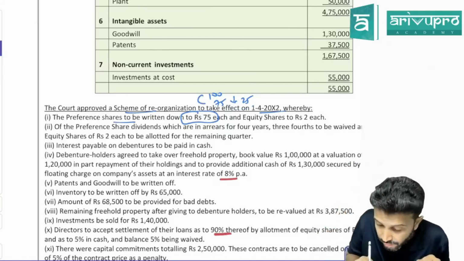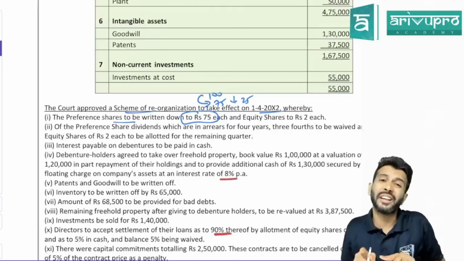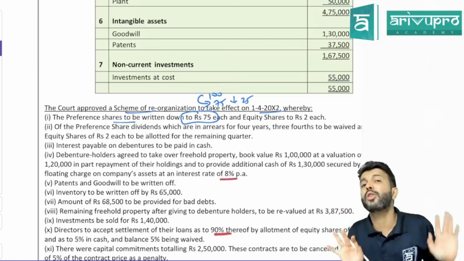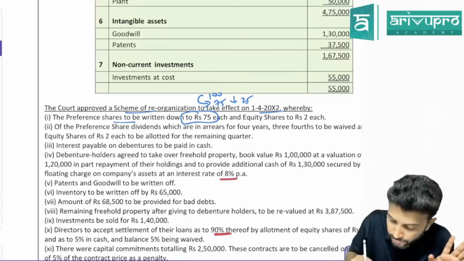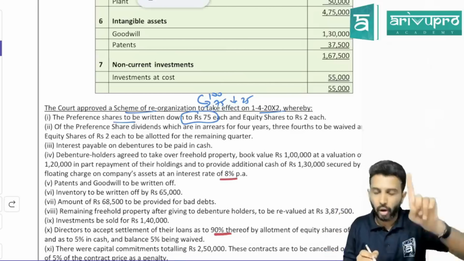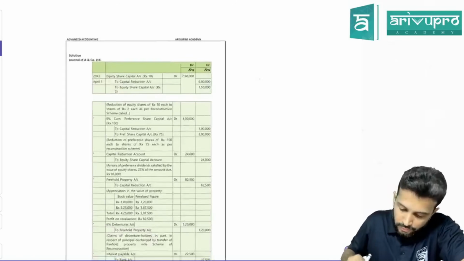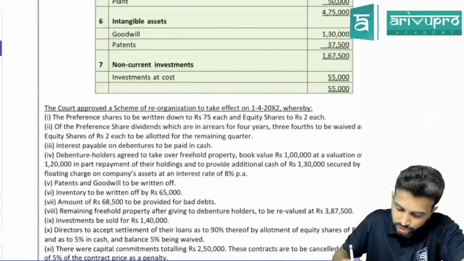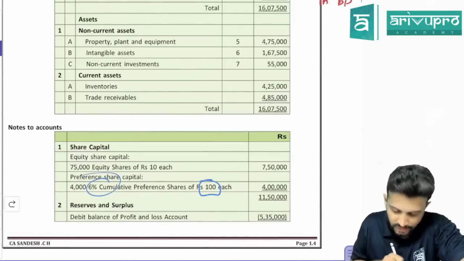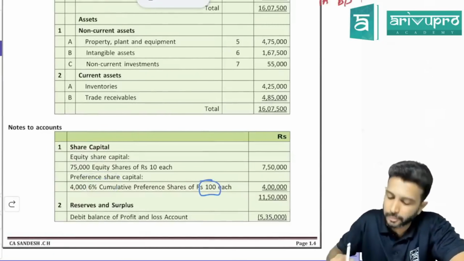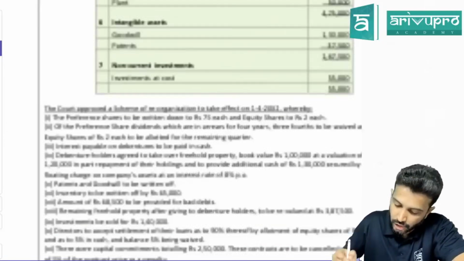Sir, from face value 100 you brought it down to 75. So the old preference share capital you need to cancel fully and issue new preference shares worth 75. Okay, so what will be the journal entry for this? Preference share capital account, or use the same name that they have given in the question. What sort of preference shares are these? 6% cumulative preference share capital account. Debit how much? 4 lakhs.